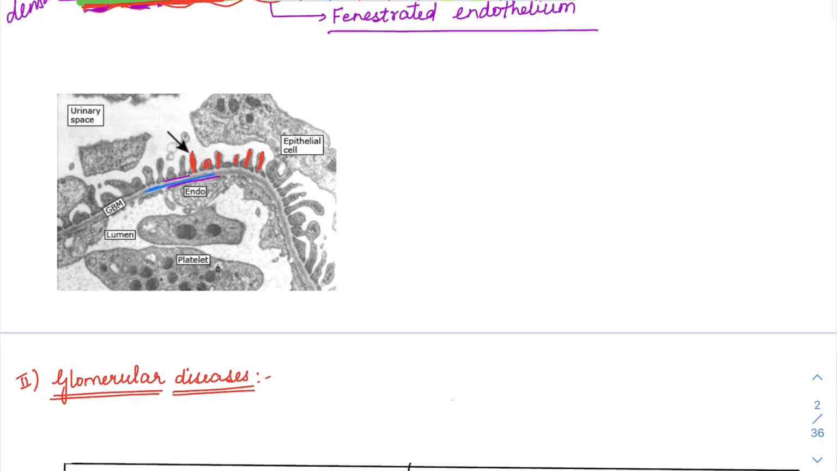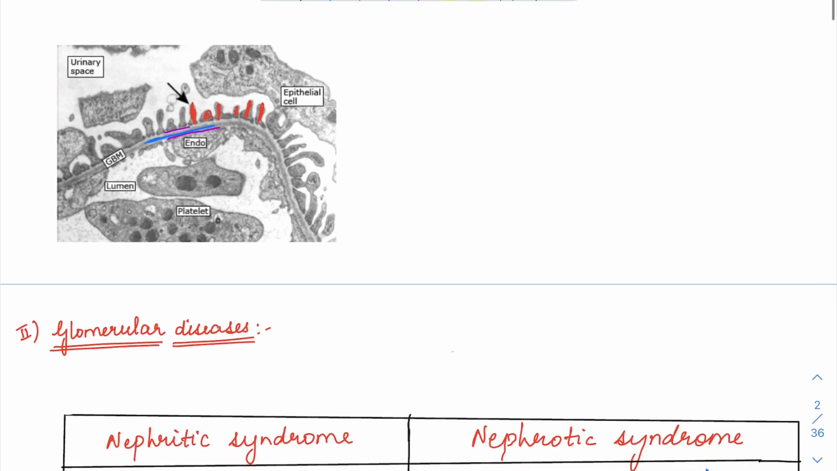The violet line represents the lamina rara and the blue line represents the lamina densa of the glomerular basement membrane. Next, the innermost layer of this filtration membrane is composed of the endothelial cells, which I'll represent in pink. These are the endothelial cells present on the inner surface of the filtration membrane, and this part is the capillary lumen. If you understand this, you will be able to understand the pathology part of it.